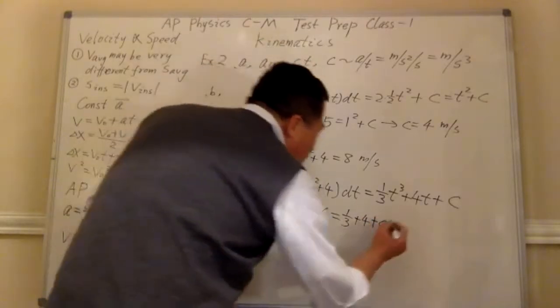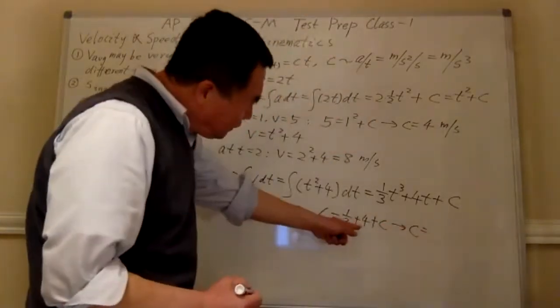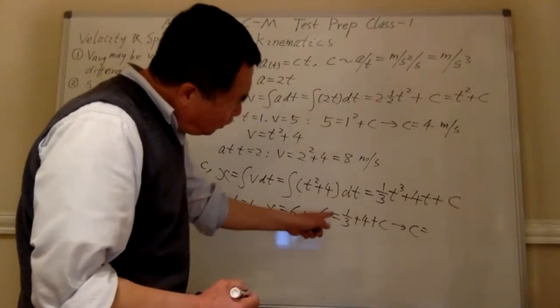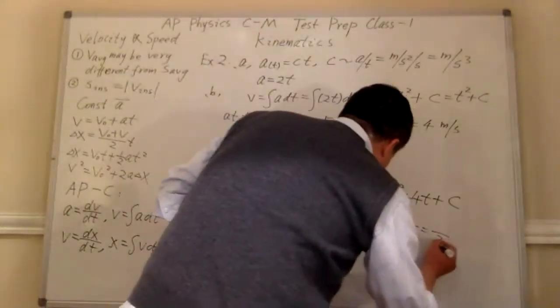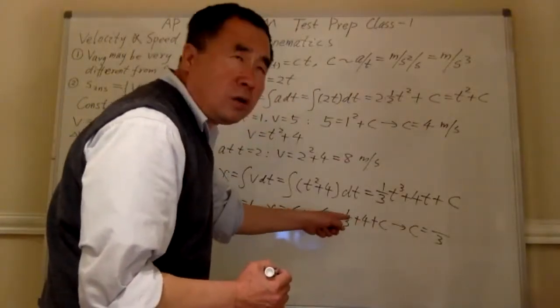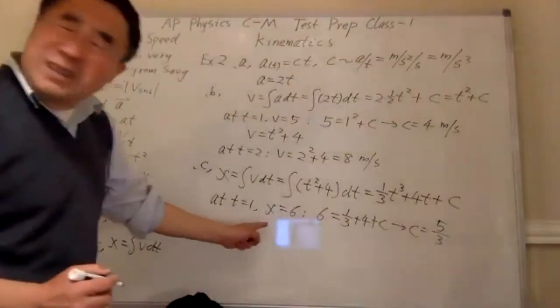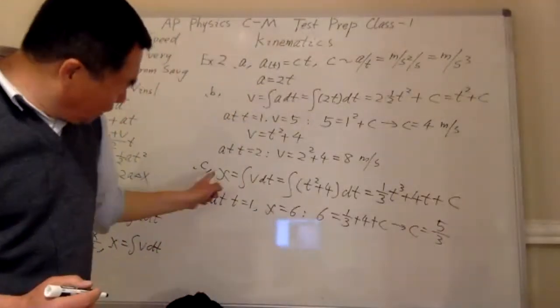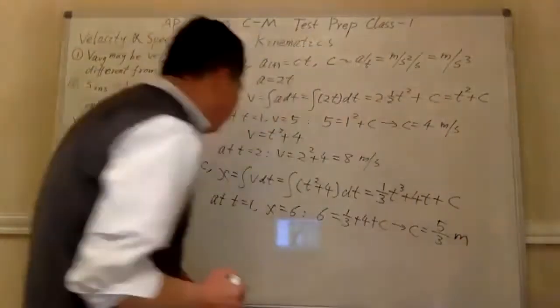Then we immediately get c equal to 2 minus 1 over 3. With a common denominator, this is 6 minus 1, got 5, so c is 5 over 3. What's the unit? The unit follows the position. This is the SI unit, meter. Right? This is meter.